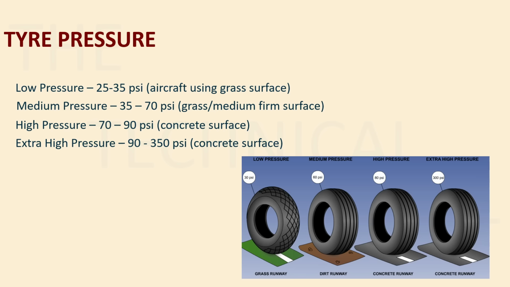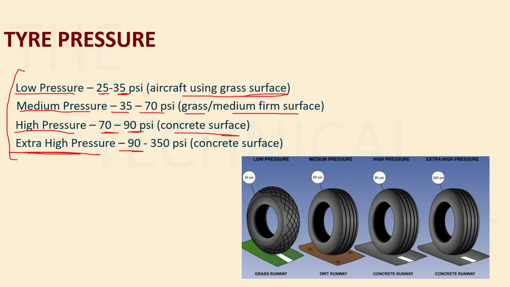And then there is this thing that you can just keep in your head, category of tire pressure. Low pressure would be 25 to 35 psi, for aircraft using grass surfaces. Then we have medium pressure, 35 to 70 psi, for aircraft that are using grass or medium firm surfaces. High pressure is 70 to 90 psi for aircraft using concrete surfaces. And then there is extra high pressure, which is from 90 up to 350 psi, again for aircraft using concrete surfaces. You can just make a note of this. This might be asked in your exam. You can just remember this if you can, right?